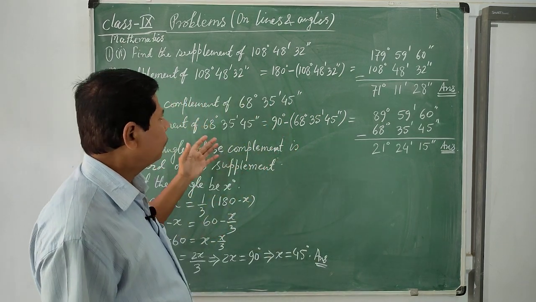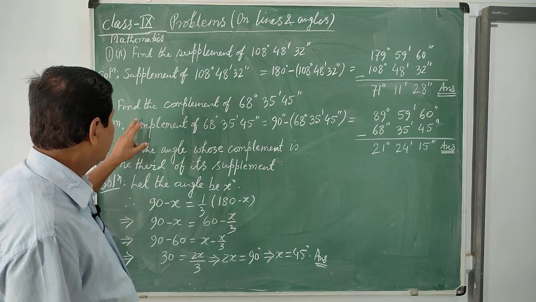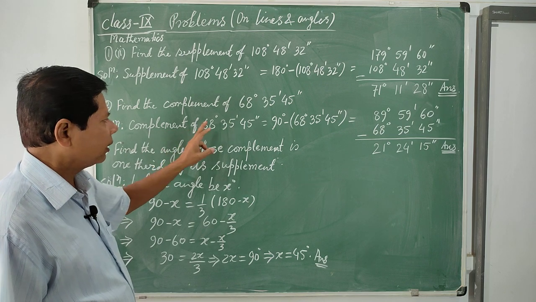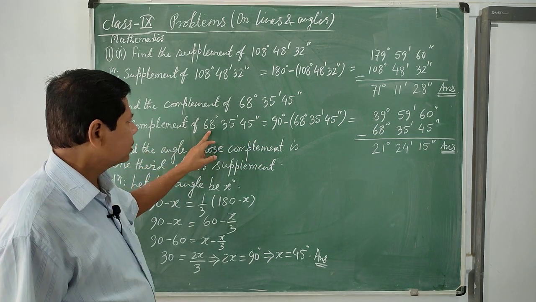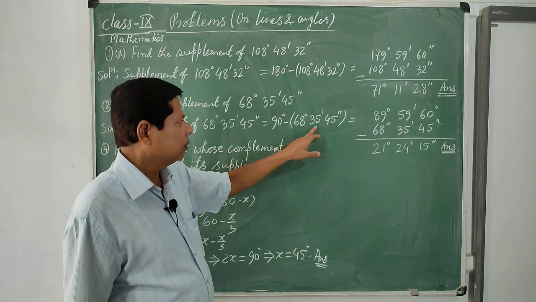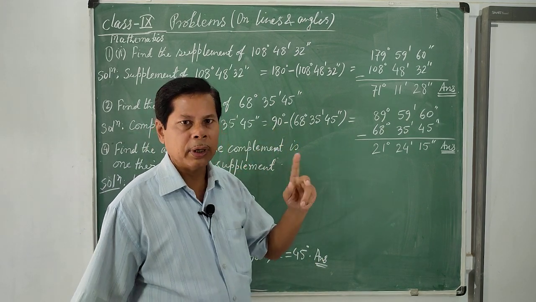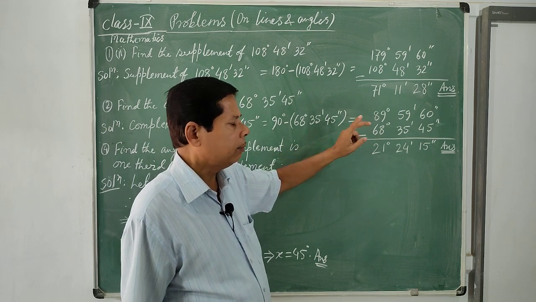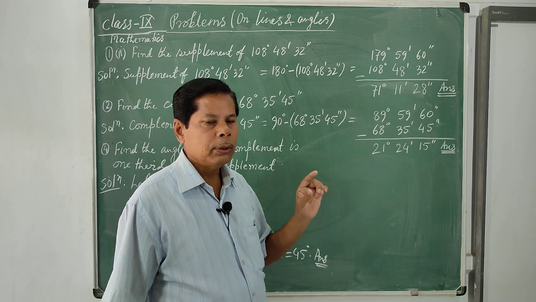Likewise, one example is taken for finding the complement in the same way. To find the complement of this, again we are to subtract it from 90. So, the complement of 68 degree, 35 minutes, 45 seconds equals 90 minus the same. Now, again from 90 degree, we shall take out 1 degree, remaining is 89 degree, 90 minus 1, and 1 degree is to be converted into minutes.